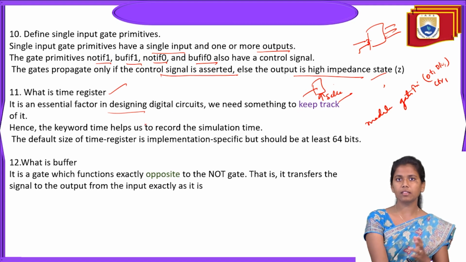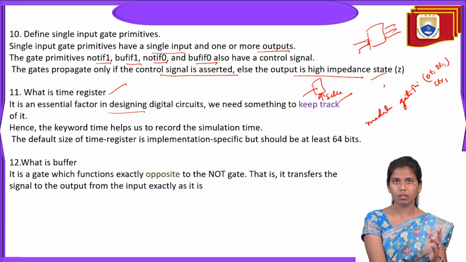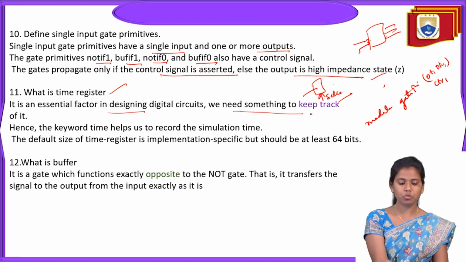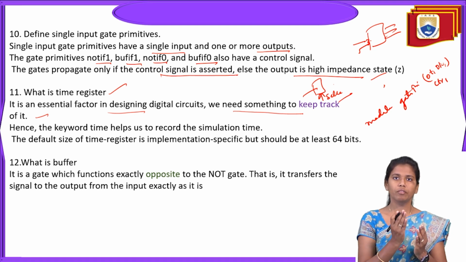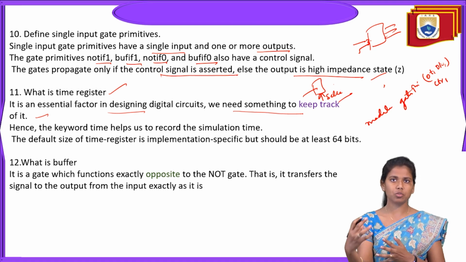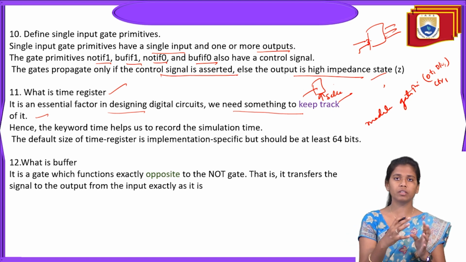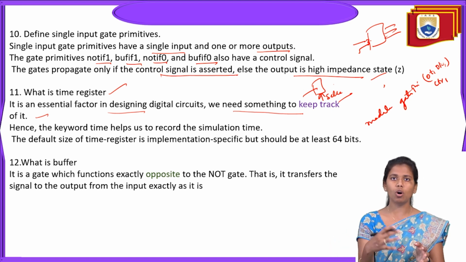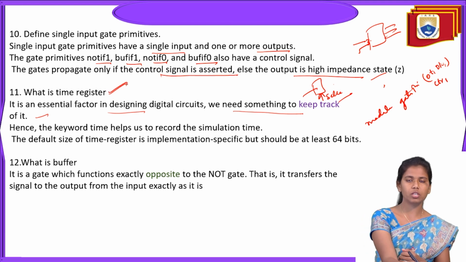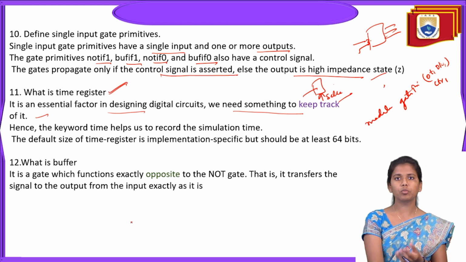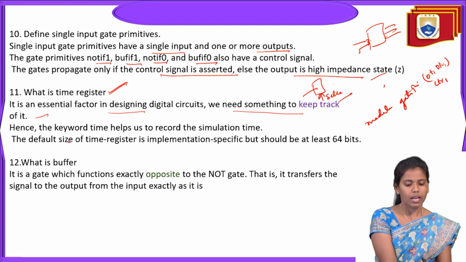In digital circuit design, we have timing controls, and they play a great role, and we need something to keep track of it. So in order to keep track of with how much delay the information is passed to the output, or with how much delay the information is passed among different modules, all these things can be considered. It keeps some record. So this time register will keep some record pertaining to the timing as well as the information passing among the different modules. Hence the keyword helps us to record the simulation time.